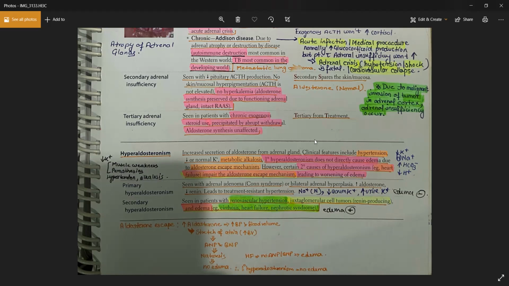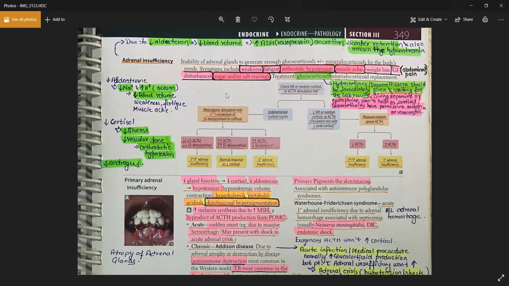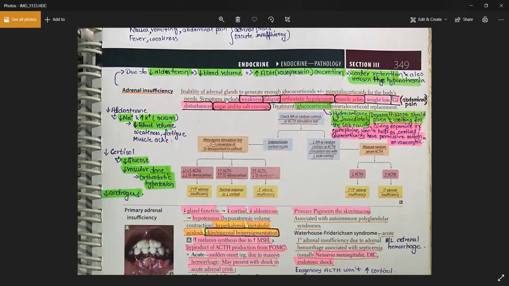No, thank you. Okay. Then comes adrenal insufficiency, in which you have a low cortisol, low aldosterone, or low steroids. Now what's going to happen? In this scenario, you will have low levels of everything, the mineralocorticoids and the glucocorticoids. First you need to know the symptoms of adrenal insufficiency. It would be weakness, fatigue, orthostatic hypotension.